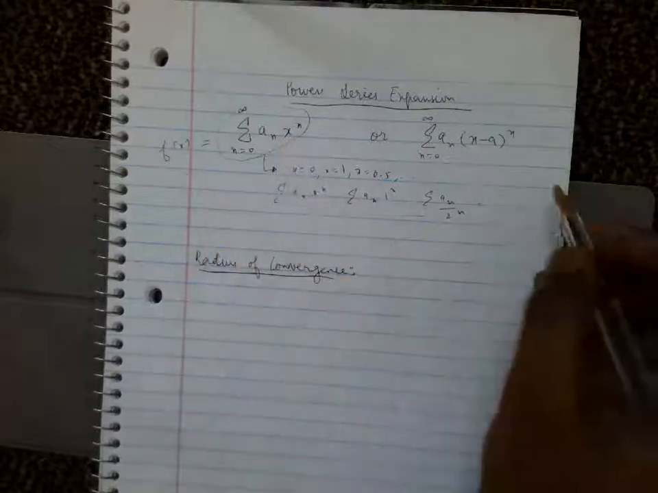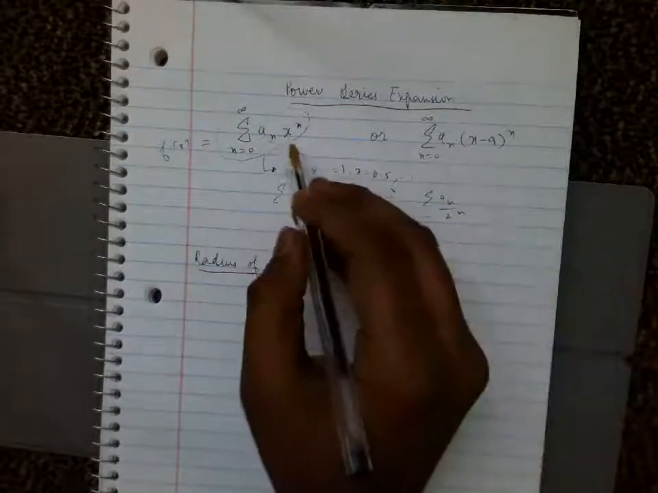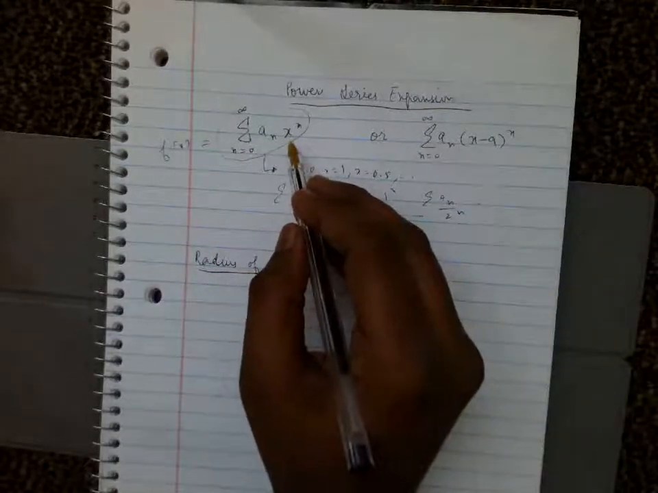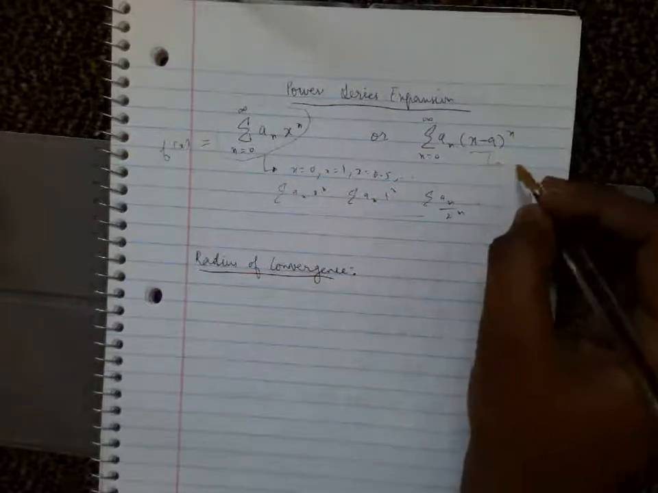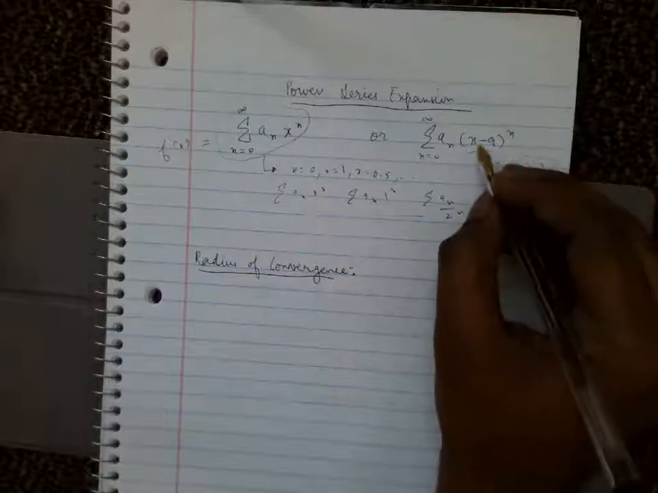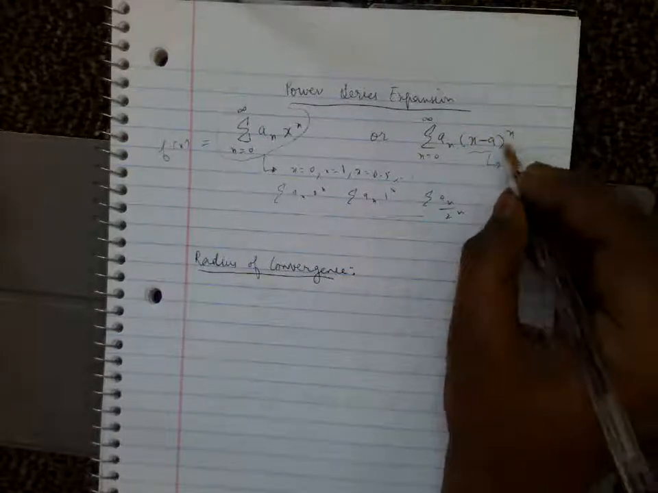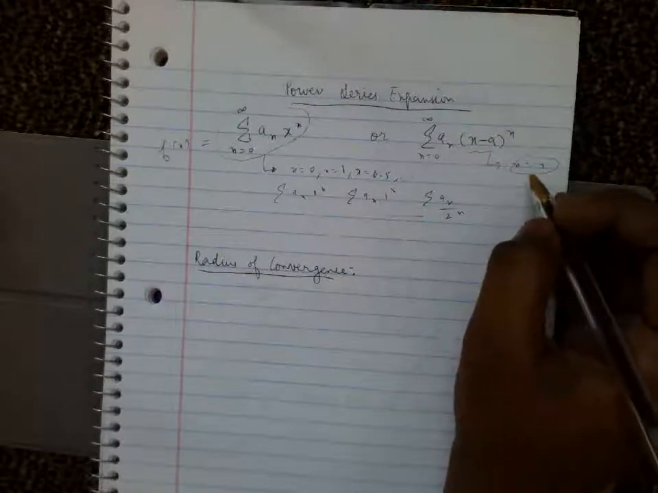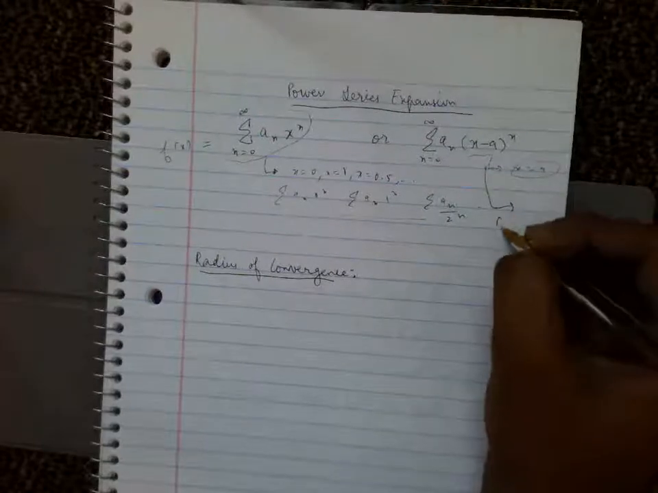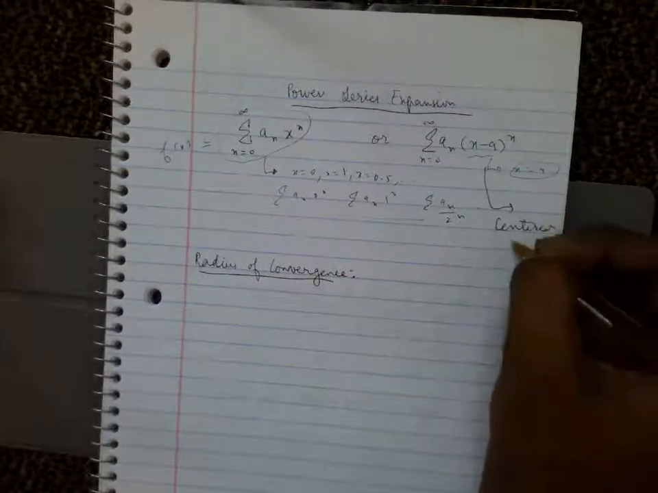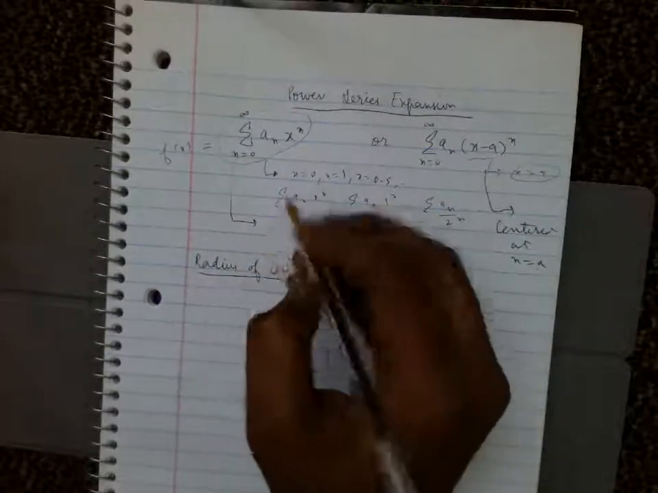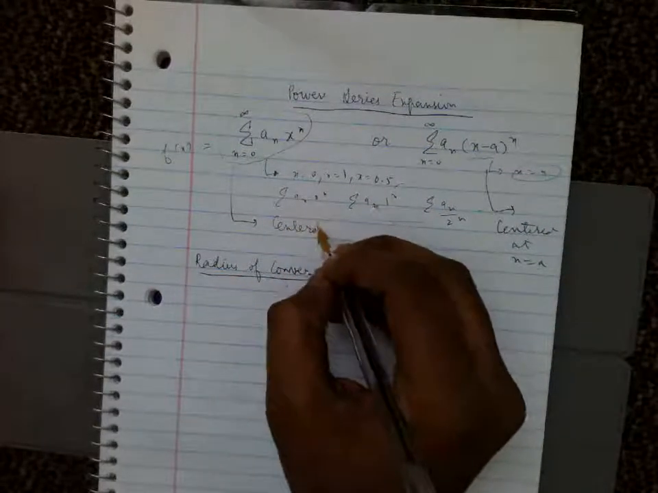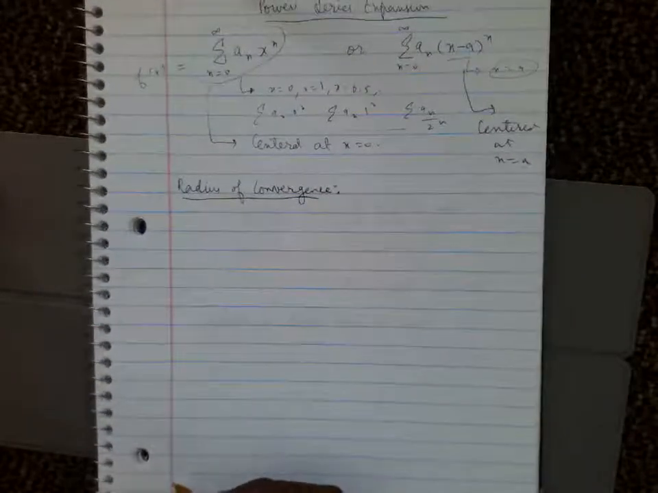then it defines a function of x. And similarly, this is a power series centered at 0, and this is a power series centered at x equal to a, because you are taking x minus a whole power n in all the terms. So this is centered at x equal to a, and when you substitute x equal to 0, you get a power series centered at x equal to 0.